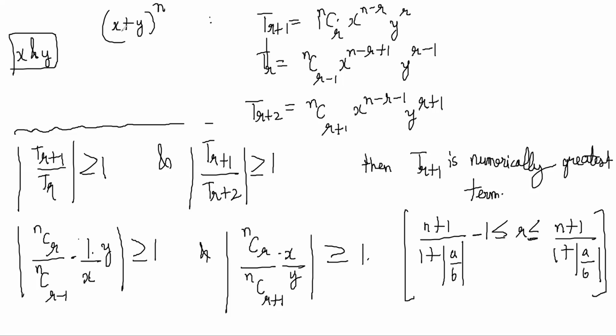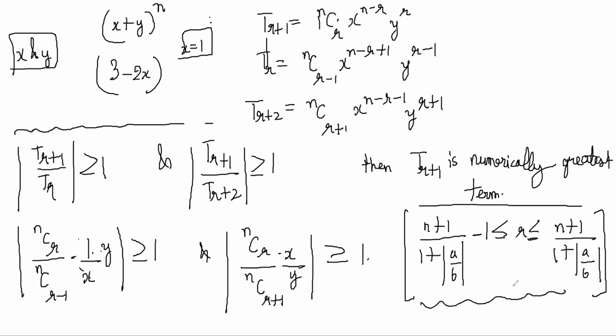For example, here in our question, 3 minus 2x and so on, we know x is 3, y is 2x, and x is equal to 1 also. So y is minus 2. In our particular question, x is 3, y is minus 2, right? Put all of these things, you will get inequalities on n and r, and you just have to solve it.